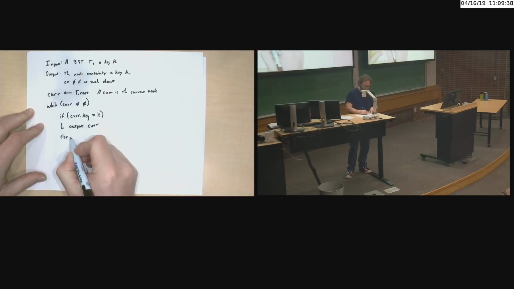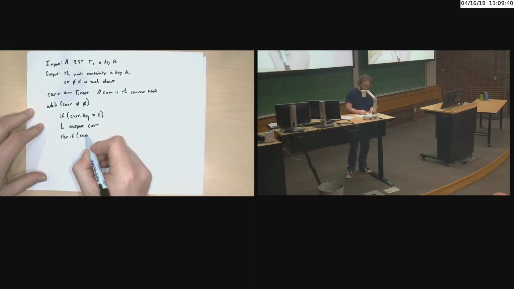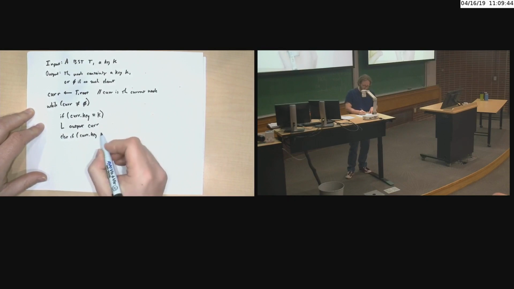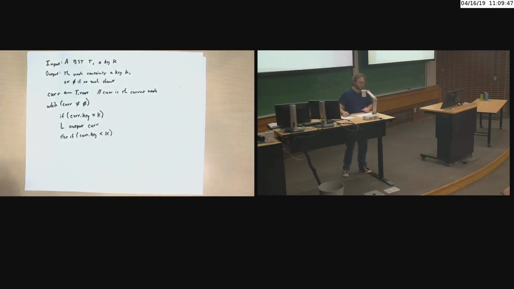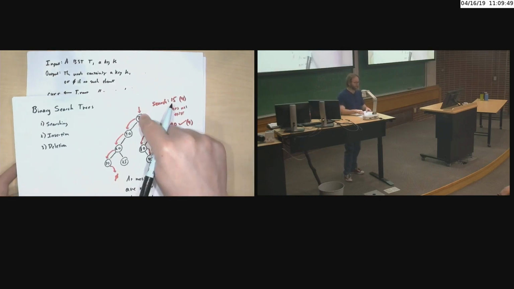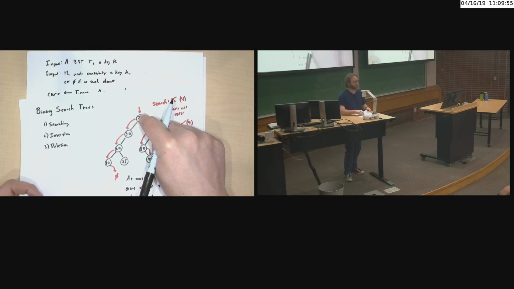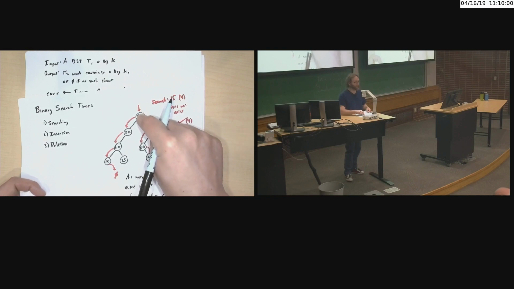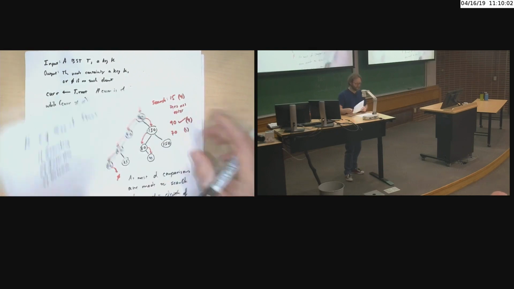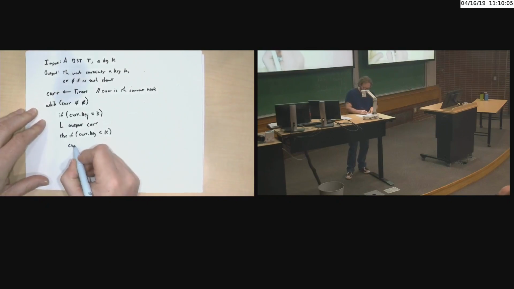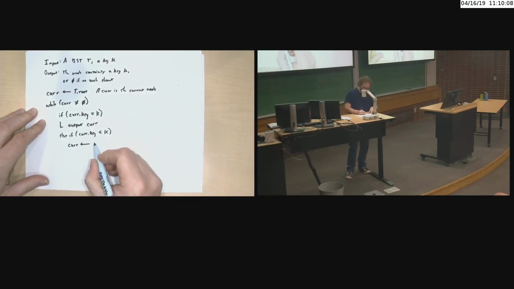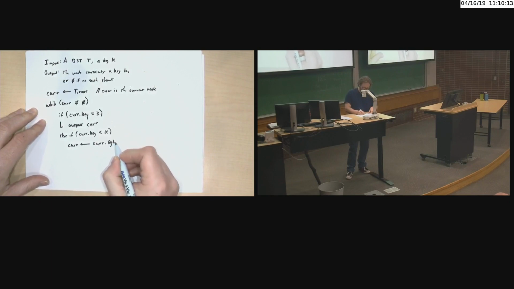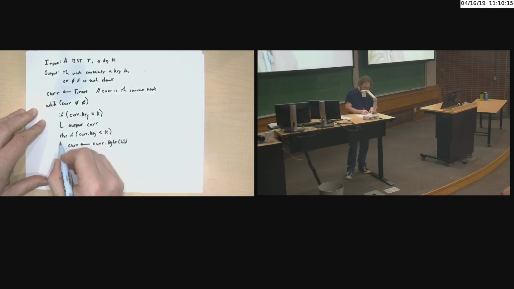Else if the current node's key is, say, less than k, then where do I need to go? The current node's key is less than what I'm searching for. So do I need to go left or right? The thing that I'm searching for is bigger than this key. That's another way of saying it. So I need to go right. So I will update current to be current's left child, or sorry, right child. There we go. Go right.